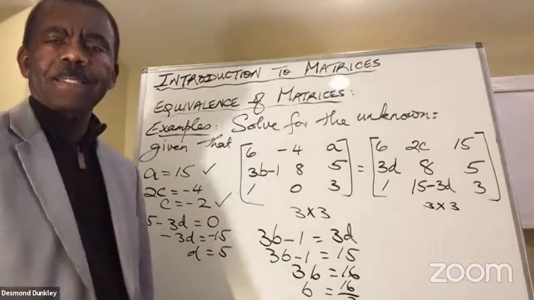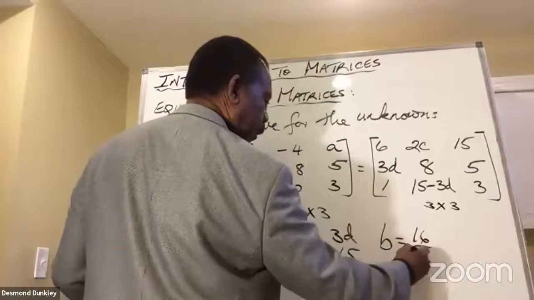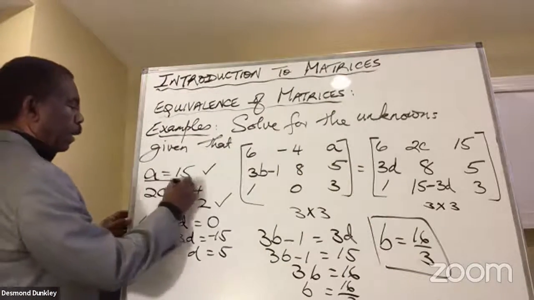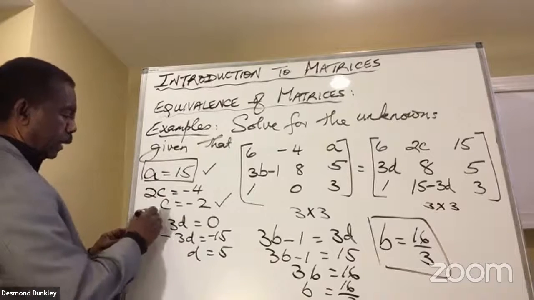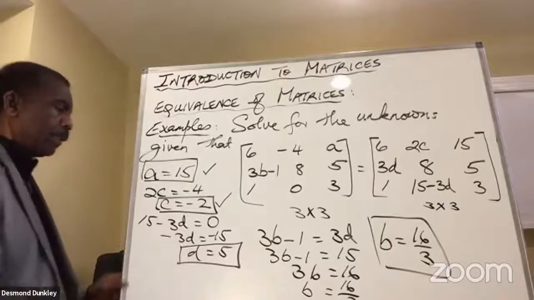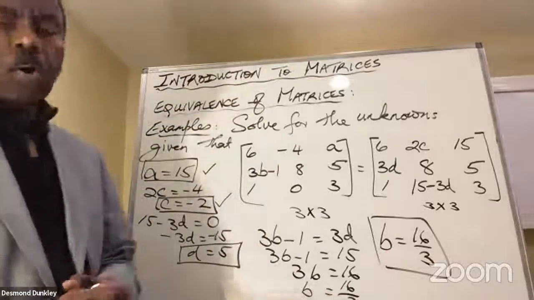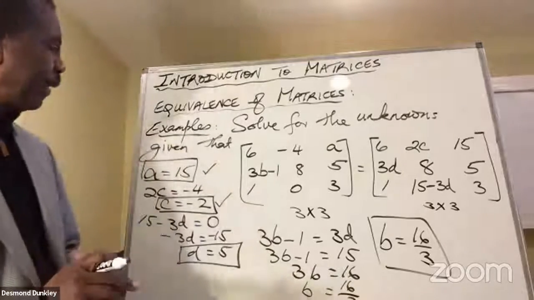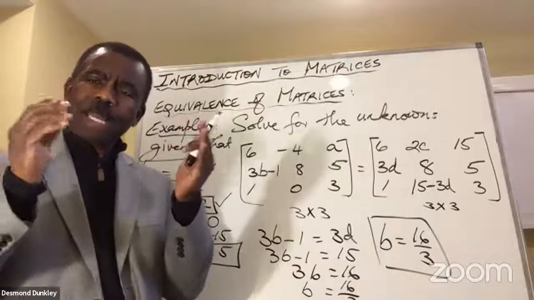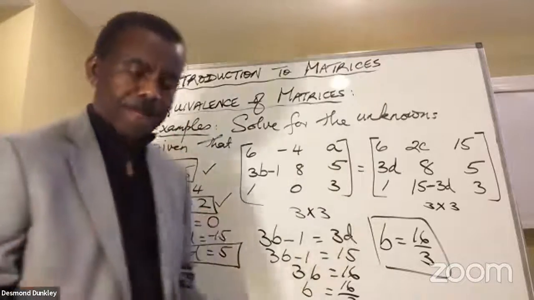So again, it's knowledge. Is that clear, Ronnie? Maybe I should just put it up here. B is equal to 16 over 3. So we have A is equal to 15, C is equal to negative 2, D is equal to 5, and B is equal to a mixed number, or an improper fraction. Okay? So, how about matrices so far? So you see the concept, as long as you understand the rules of operation, then it becomes manageable. Okay? Let's do another one.